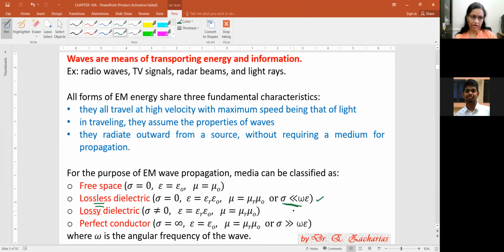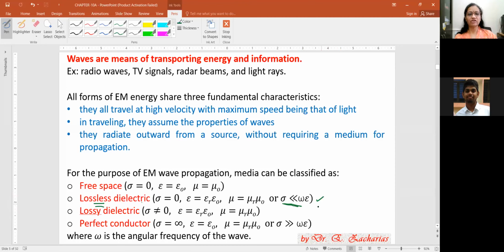A lossy dielectric is also a dielectric, but as the name suggests, there will be attenuation. Attenuation means loss. What is attenuation of the wave? Attenuation means the amplitude of the wave will fall as this wave passes through the lossy dielectric. And loss of amplitude means loss of energy. That's why it's called a lossy dielectric. And a lossy dielectric is not a pure dielectric.